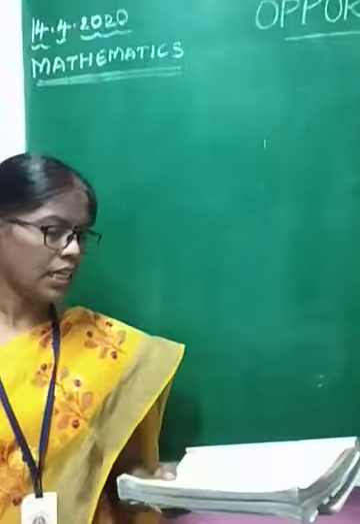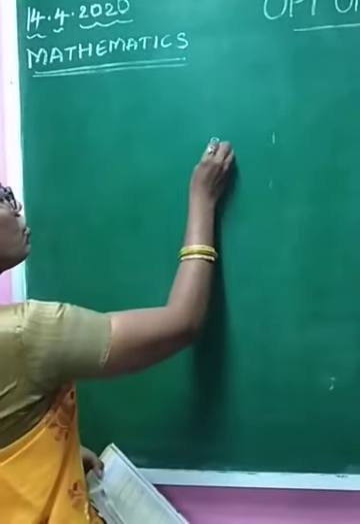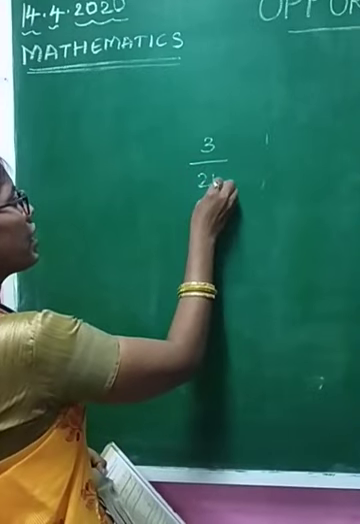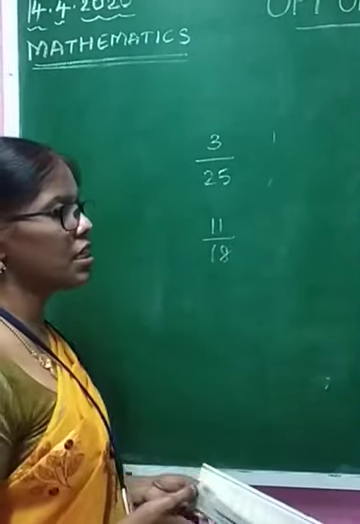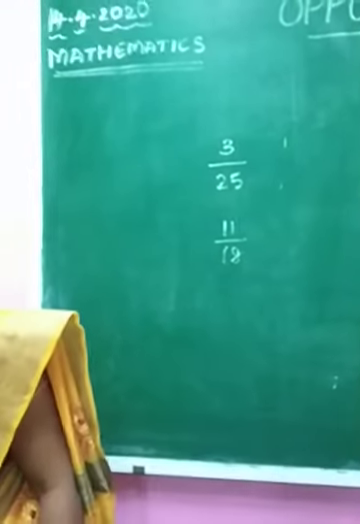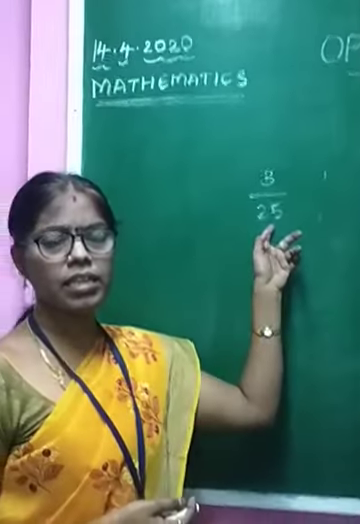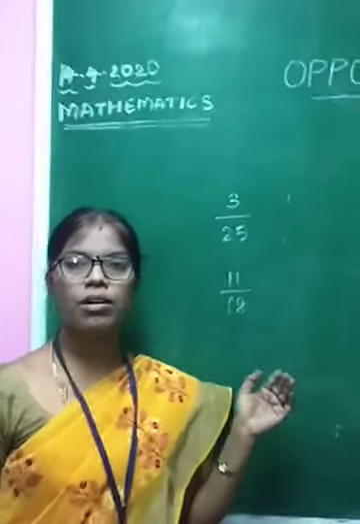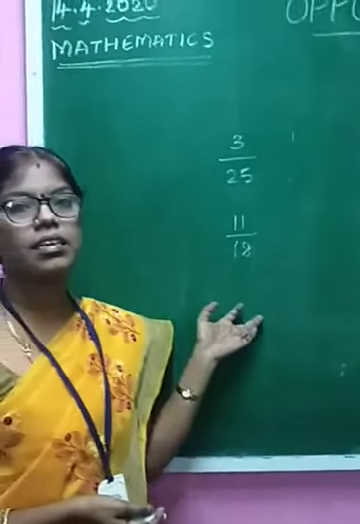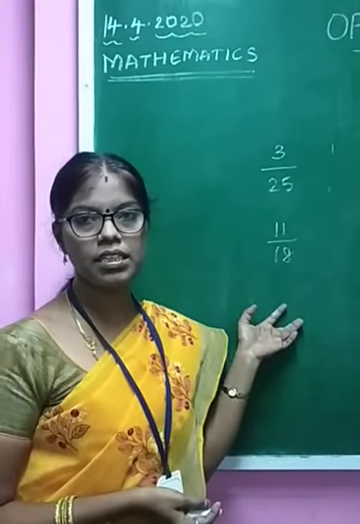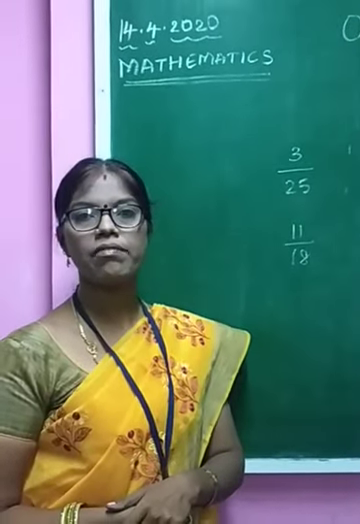So, another method. What is that? Without actually dividing, find which of the following are terminating decimals. Without actually dividing, how are we going to say that they are terminating decimals? Normally, we would divide by 25 and then say whether it is a terminating decimal or not. But here, without doing any division, how can we do that?